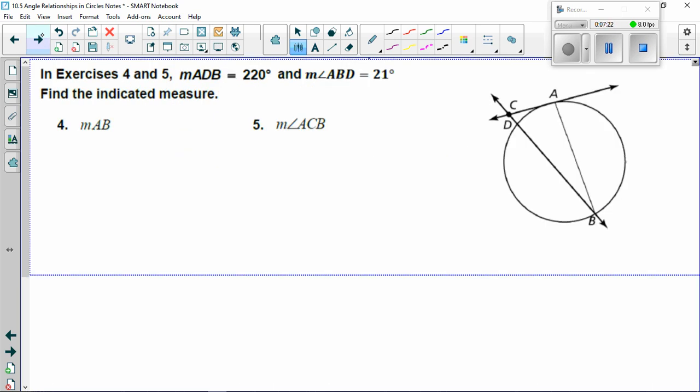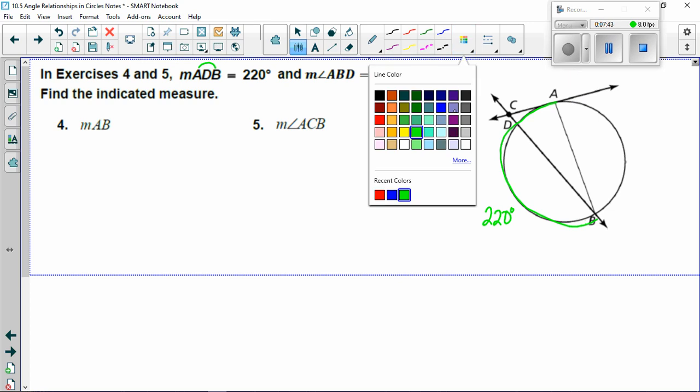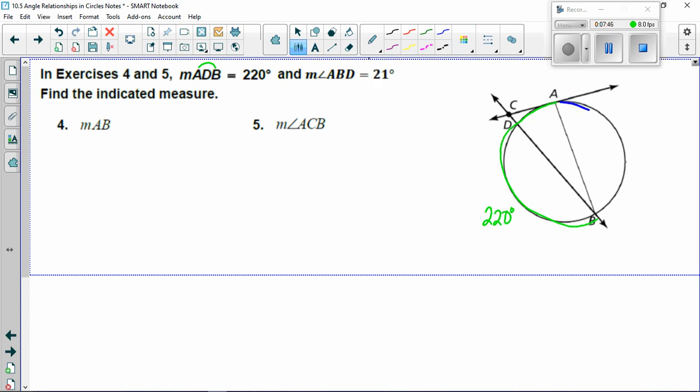So now we have all of this. So we're going to have to take the information that's given. So the measure of arc ADB, so A to D around to B, is 220 degrees. So that means the rest of the circle, which would be this piece from A to B, is 140, because remember, they have to add up to 360.